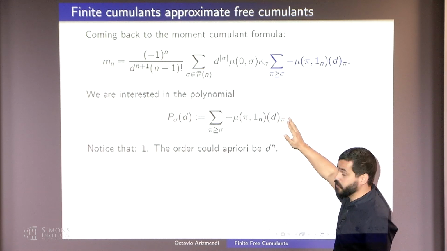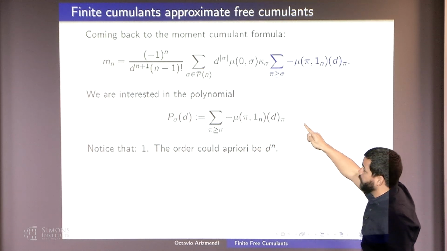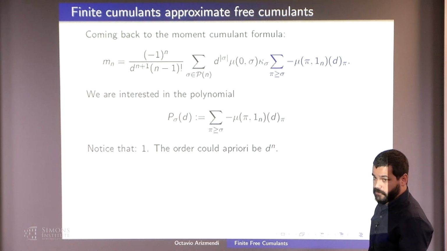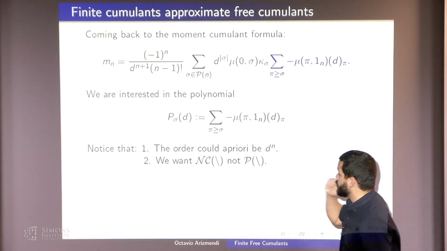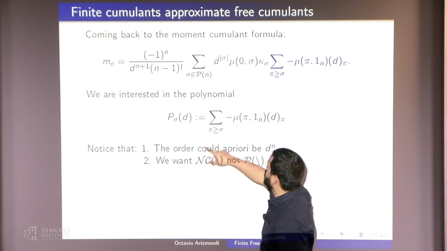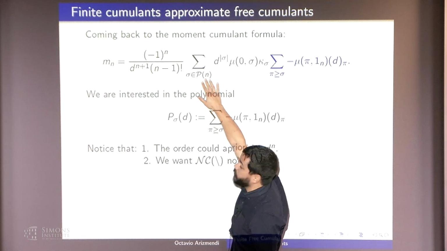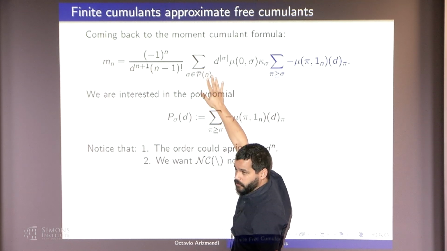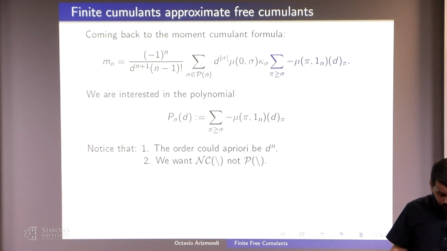So it is not trivial at all that this polynomial is of the right order and that the coefficients are correct. So this is a lemma. And the other thing is that, here there's a typo, in the free cumulant formula we have partitions which do not cross, but here we have all partitions. So we need to take care of these two things.